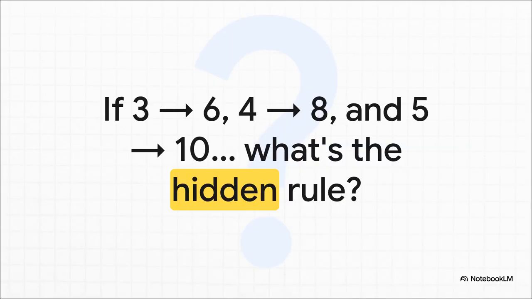Okay, let's just jump right in with a little puzzle. Look at this. If 3 turns into 6, and 4 turns into 8, and 5 turns into 10, what's going on there? What's the hidden rule, the secret instruction that connects these numbers? Think about it for a second. We're about to crack it together.